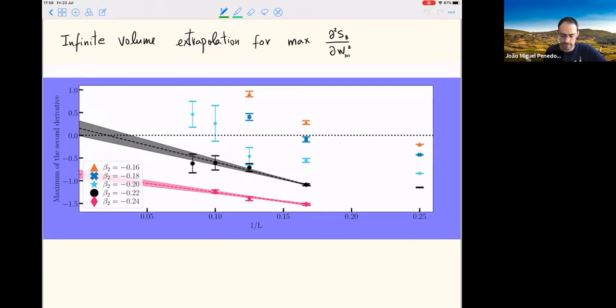So, well, you can judge from the size of these error bars that this is extremely preliminary, but that's the state of the art that we could do.